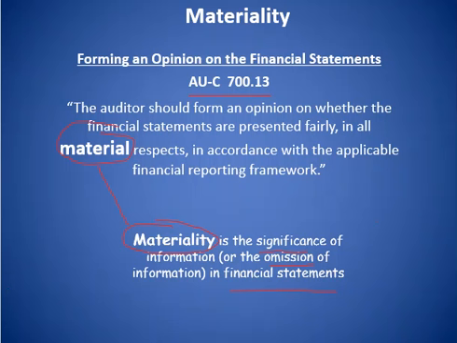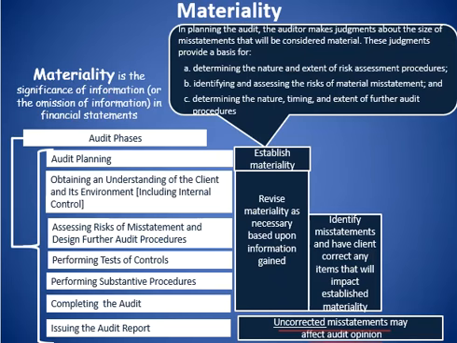So with that, again, let's talk about how materiality impacts the audit process. First of all, materiality is the significance of information or the omission of information in the financial statements. And what we see here is materiality impacts the entire audit process. So we're going to take a look at the different audit phases. That includes audit planning, obtaining an understanding of the client and its environment, assessing risks of misstatement and then designing further audit procedures, performing tests of internal controls, performing substantive procedures, completing the audit, and then issuing the audit report.